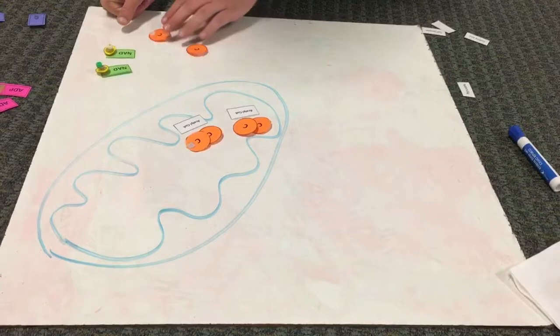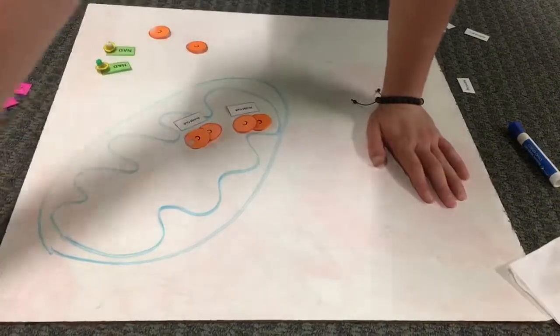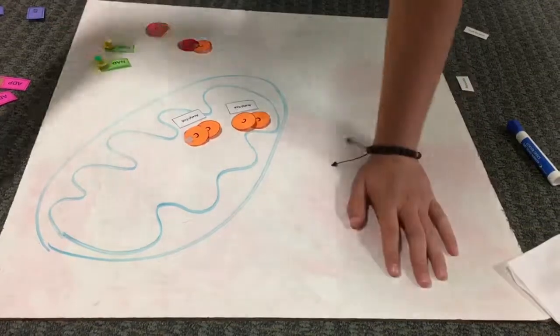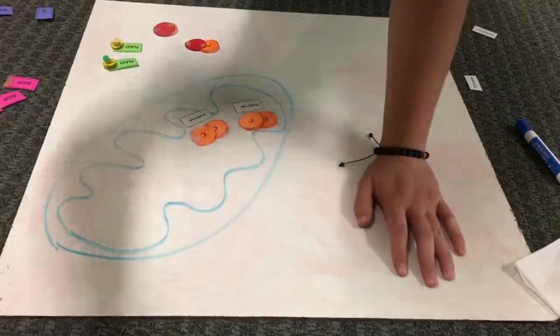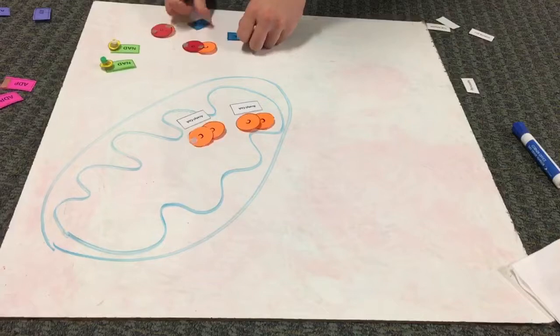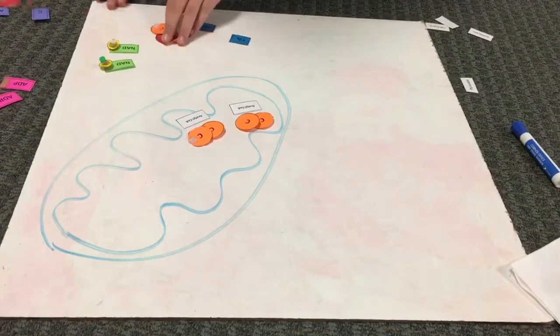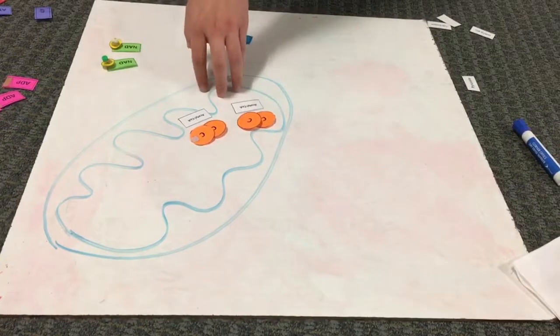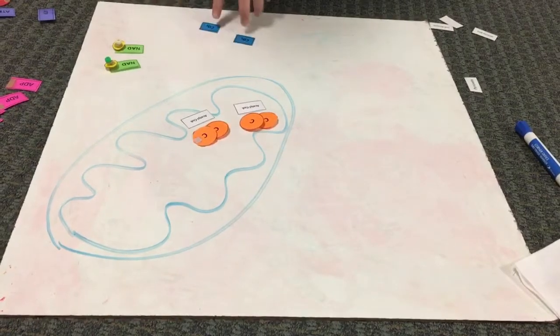And then because of these carbons, they bond with oxygen, making CO2. And it makes 2 CO2 because there's 2 carbons. So, the products of the link reaction are 2 acetyl-CoA, 2 NADH, and 2 CO2.